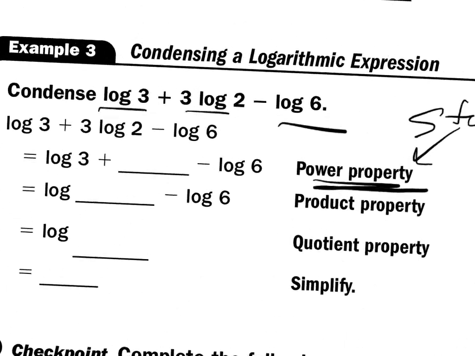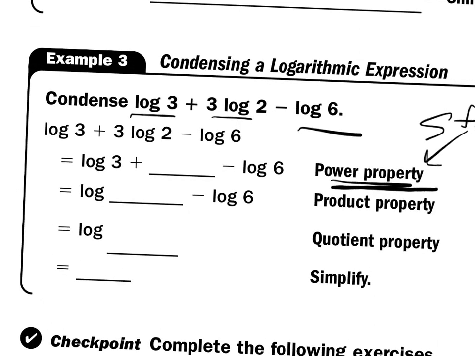So here, I'm going to do the power property first, and the way you know you can use the power property is if you have a coefficient in front of the log. Any of those numbers in front of the logs can be rewritten as the exponents. So since the log of 3 doesn't have any number other than a 1 in front, I don't have to mess with that, but I can take this 3 and rewrite it as an exponent. So it's going to be plus the log of 2 to the third, and there is no number in front here, so it's just going to be minus log 6. Now what I'm going to use is the product property on these two guys.